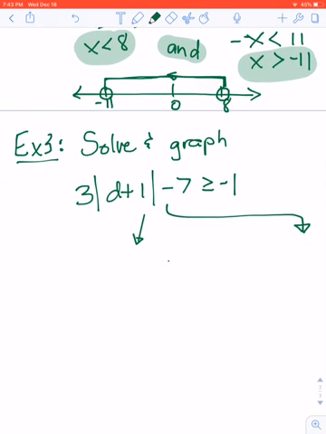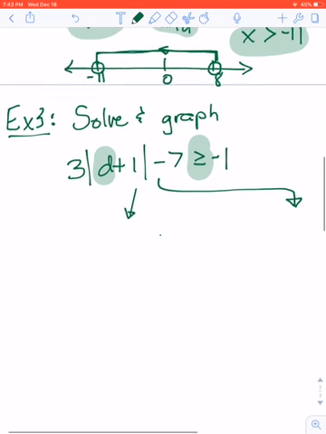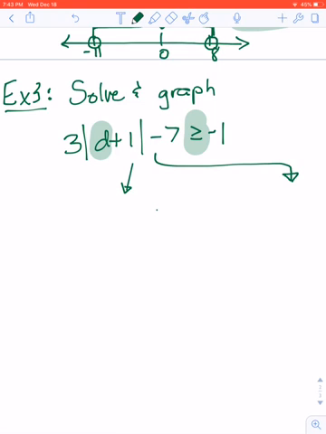Our last and final example. Quite complex. A couple things to point out before we get going. There is an inequality sign here, and my variable is right there. Okay, and there's lots of different pieces here. There's a 3 and a negative 7.